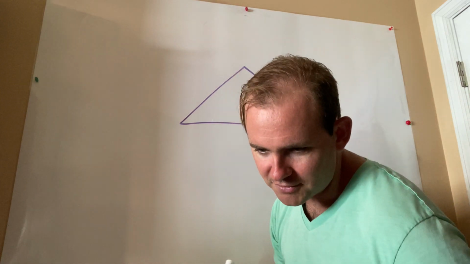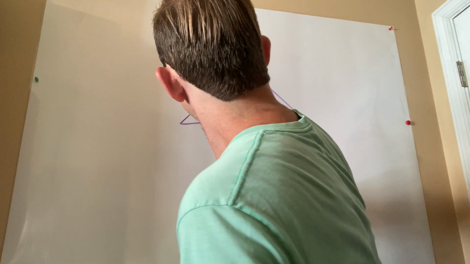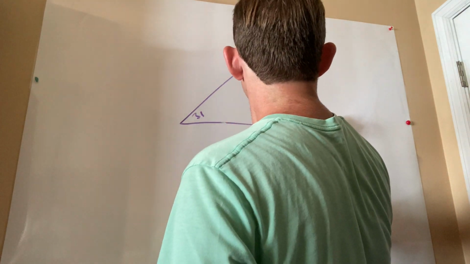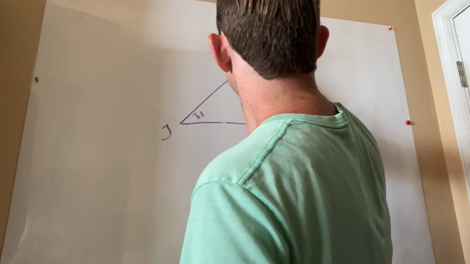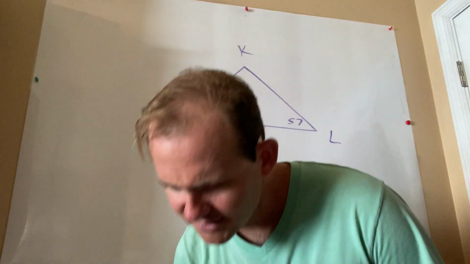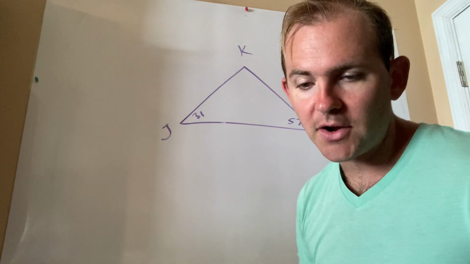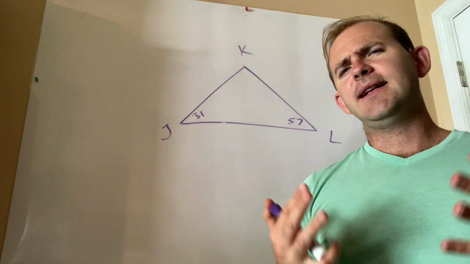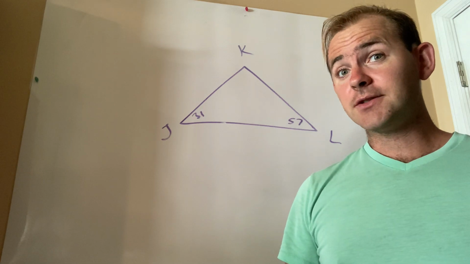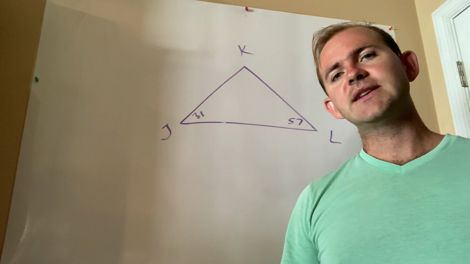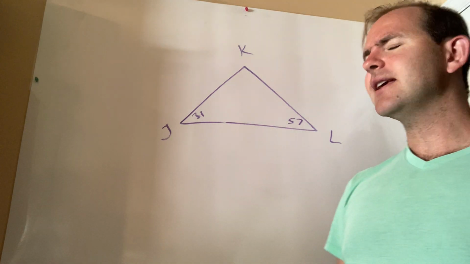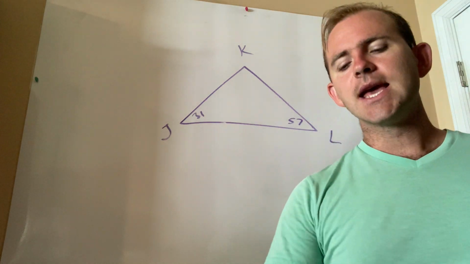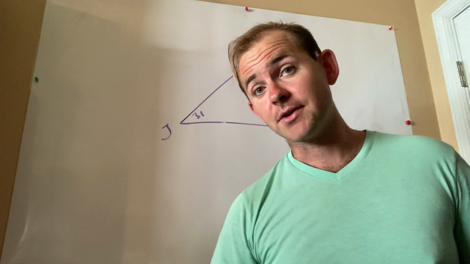I know this is not perfect, so I apologize. The angles are 31, 57, and the triangle is JKL. Now, before I can do this problem, it does help to have all 3 angles, so you will want to go back for a moment to unit 5. How many degrees are there in a triangle? Well, in a triangle, there are 180 degrees, right?